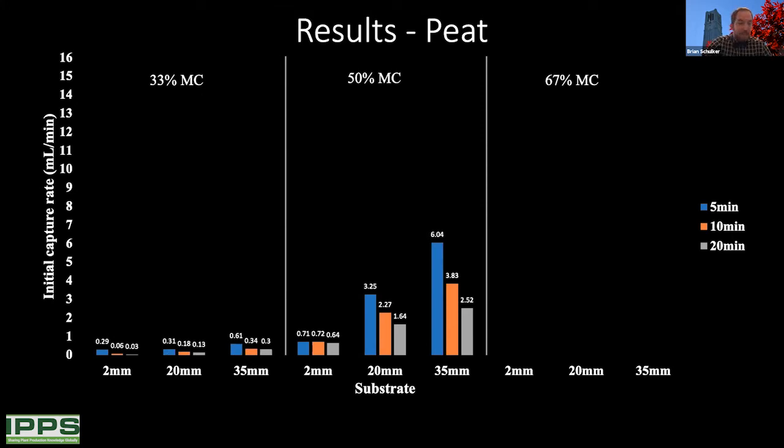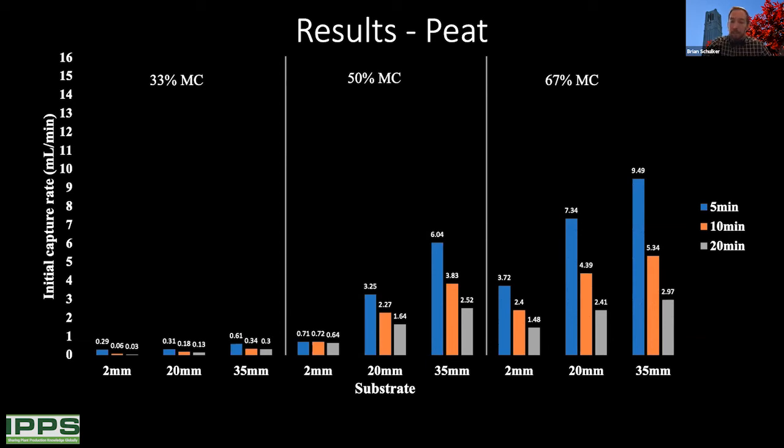Hydrophobicity proved to decrease water capture severely at 33%, barely breaking 0.5 milliliters per minute, even at 35 millimeters of water depth. This just shows how important it is to prevent peat from drying down in a growing operation, as rewetting can prove to be difficult or even impossible.